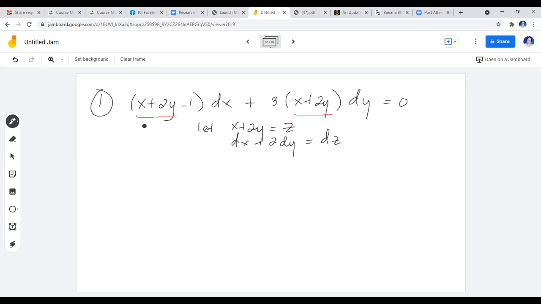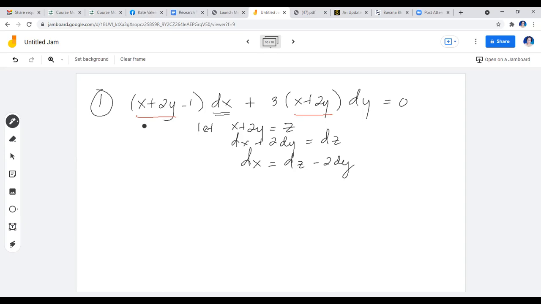From in here, I can decide which of my differentials I keep and which one I change into something. It would be easier to keep the differential of y, and I can change the differential of x into a representation in terms of dz and dy, because in my equation I could see that dx is equal to dz minus 2 dy. What I'm doing here is replacing the differential of x by this expression, and I'm also going to change the x plus 2y by z. Okay, so I will do that.